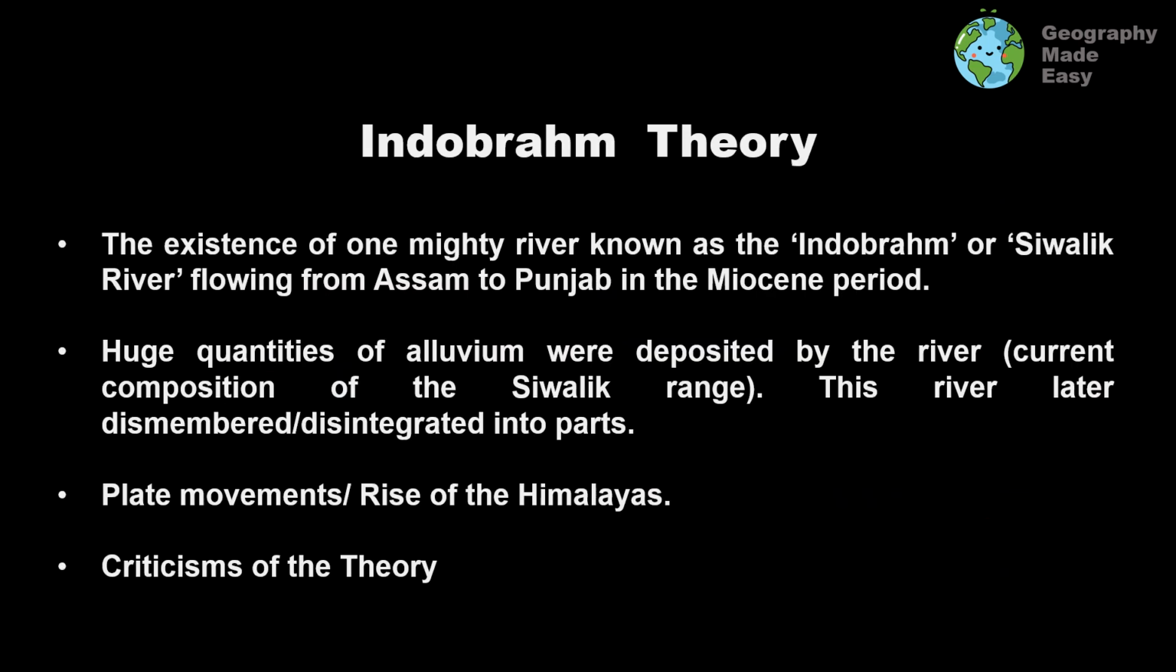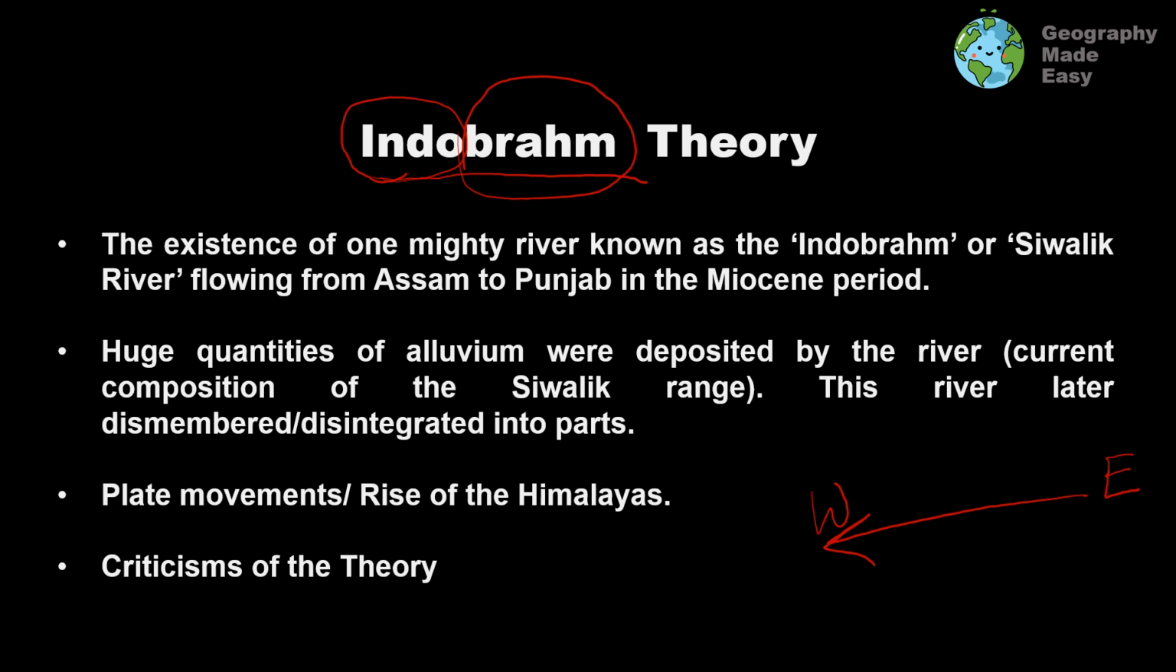The origin of the Himalayan river systems has been explained with the help of the Indo-Brahm theory. The name Indo-Brahm comes from the names of two rivers: the Indo part is from Indus, and Brahm is from Brahmaputra. The Indo-Brahm theory talks of the existence of one mighty river which was flowing from east to west, that is from Assam to Punjab. This river is called the Indo-Brahm River or the Shivalik River, and it was seen in the Miocene period, which is before the Himalayas were formed.